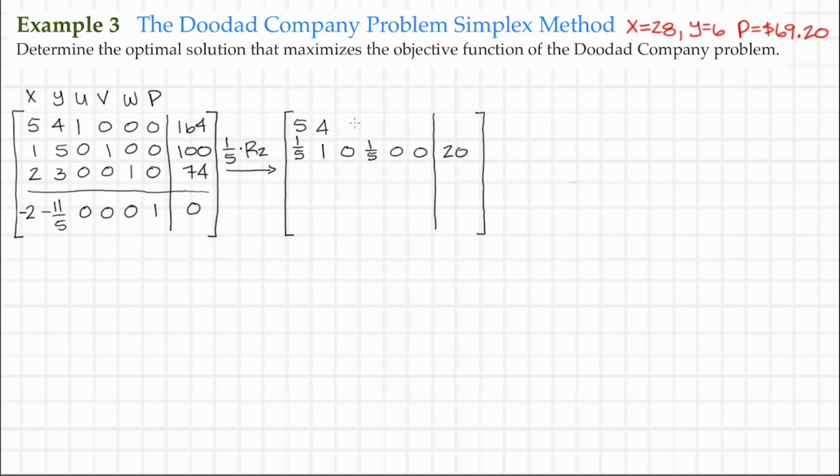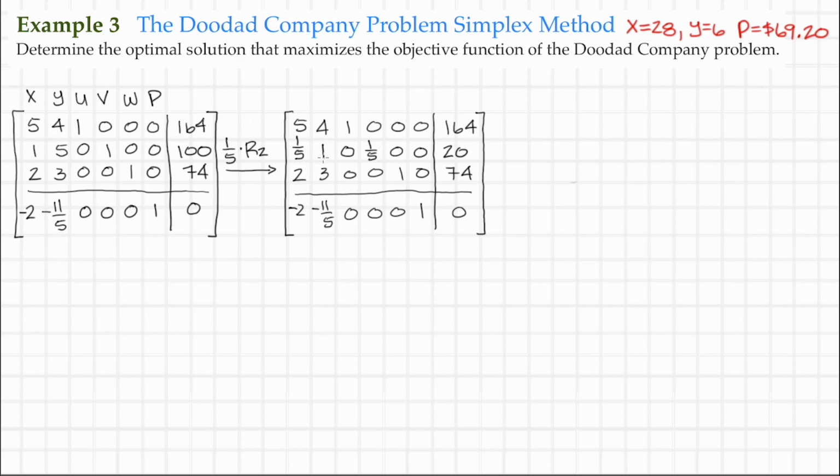5, 4, then 164, 2, 3, 0, 0, 1, 0, that's 74. Then negative 2, negative 11/5, 0, 0, 0, 1, and 0. And finally, we'll put in our horizontal line here.